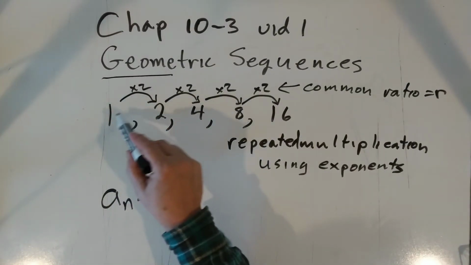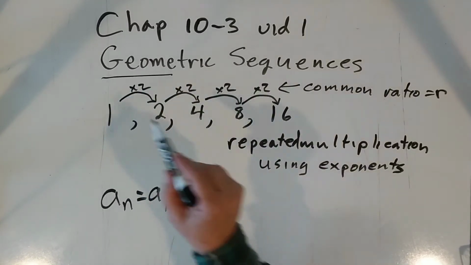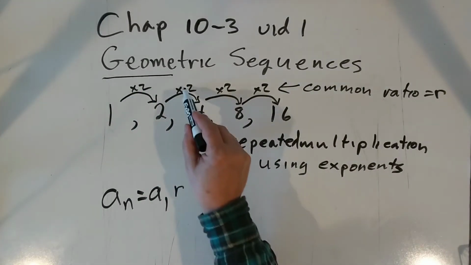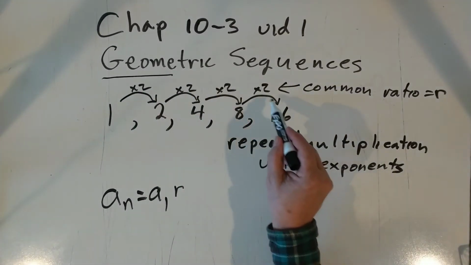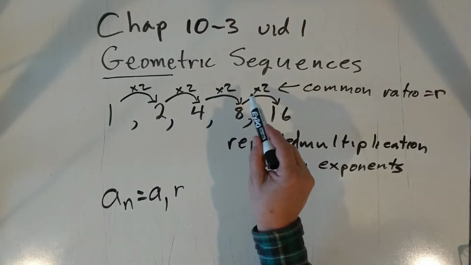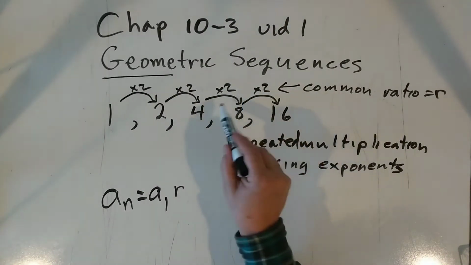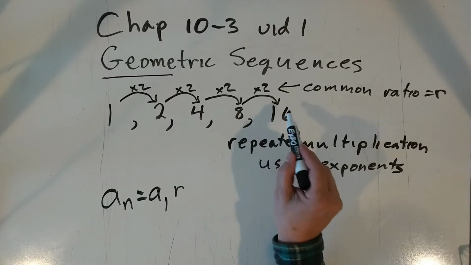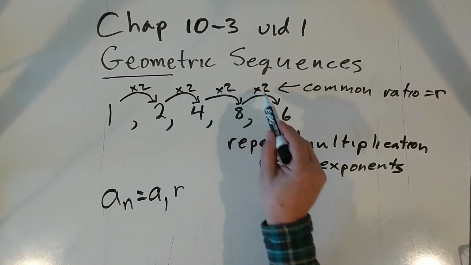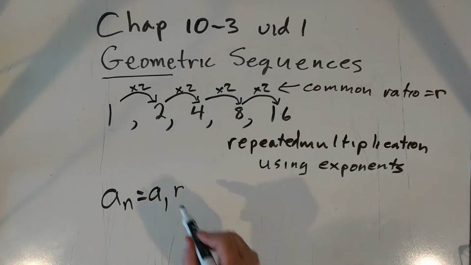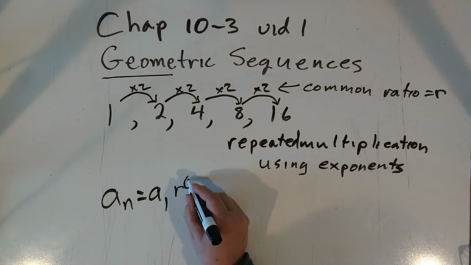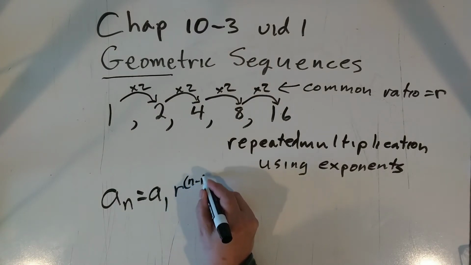So multiplied by R, and again notice that just like when we were adding, it's always one less. So at the second term, I have one multiplication. On the third term, I have 2 multiplications. On the fourth term, I have 1, 2, 3. On the fifth term, I have 1, 2, 3, 4 multiplications. So this R is going to be taken to the n minus 1 power.